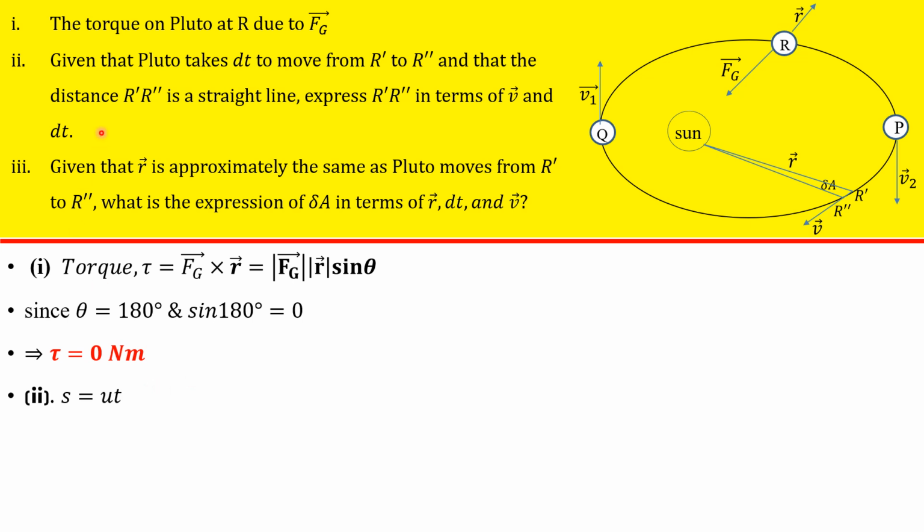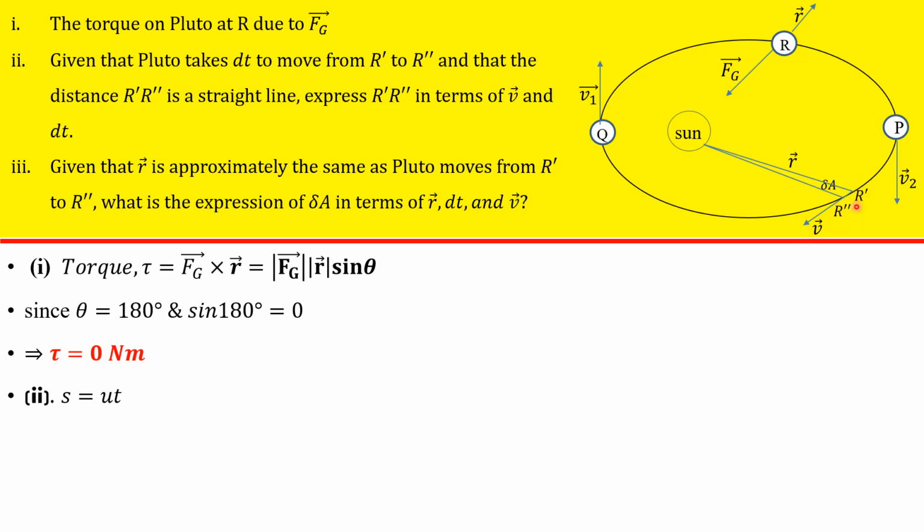Okay, so we can go ahead and talk about Roman 2, which says given that Pluto takes delta t to move from r prime to r prime prime, and that the distance r prime prime is a straight line, express r prime prime in terms of v vec and delta t. Okay, so watch this, people. This planet moves along a straight line from r prime to r prime prime, because again we're assuming that this distance is so small that r prime prime approximates to a straight line.